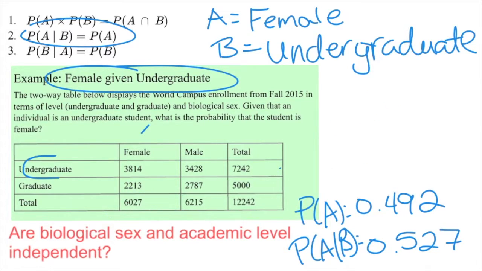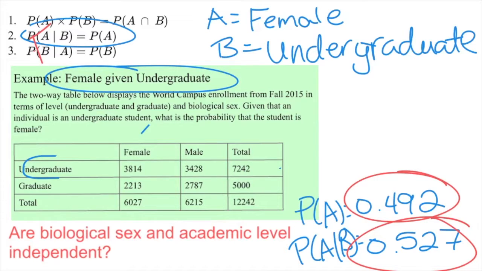So P of A and P of A given B are not equal. So that statement is false. If that statement is false, then all of the other statements need to be false. And these events are not independent.